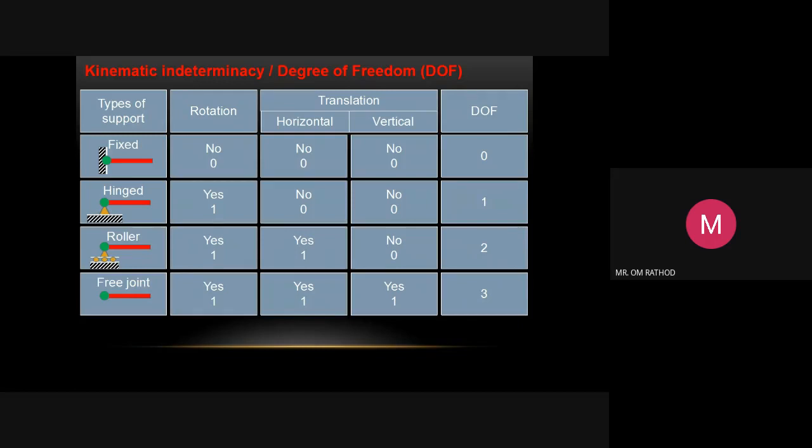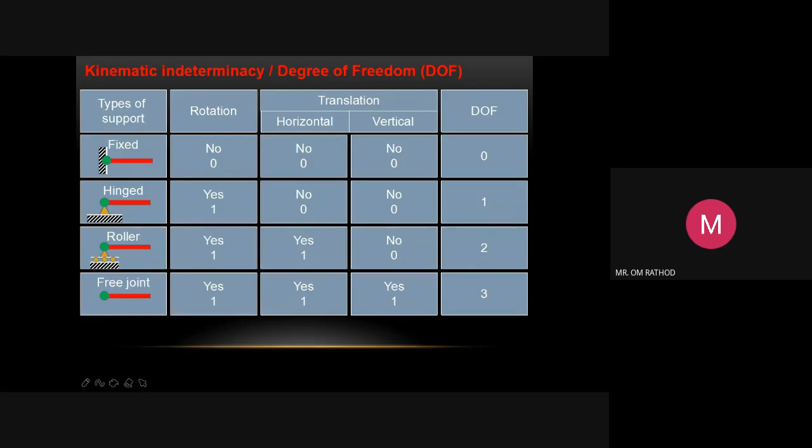But here there will be no translation displacement along the x direction considered, because the analysis is to be carried out without axial deformation. You can see this table, and you can understand that this is applicable to all types of structures. But when we are going to analyze a truss, we are not considering the rotational displacement.